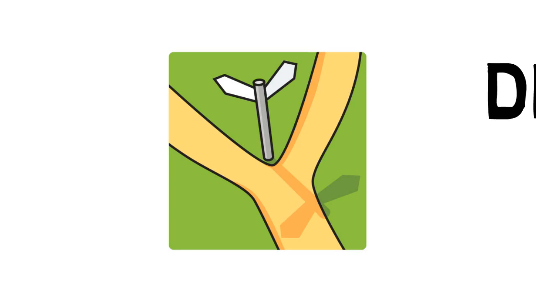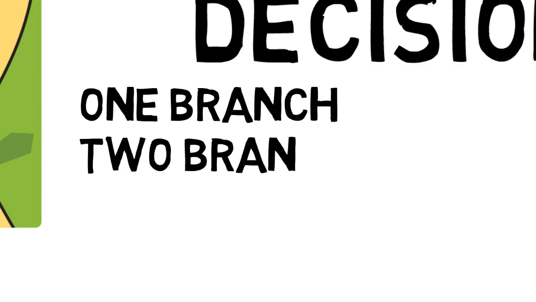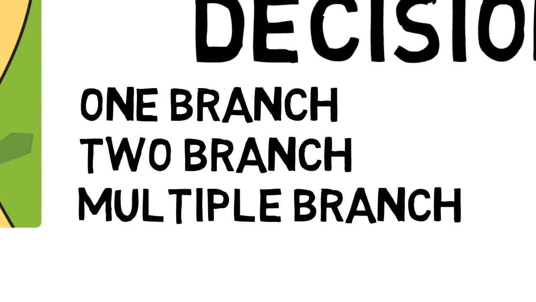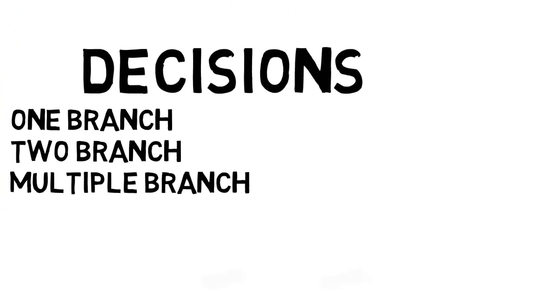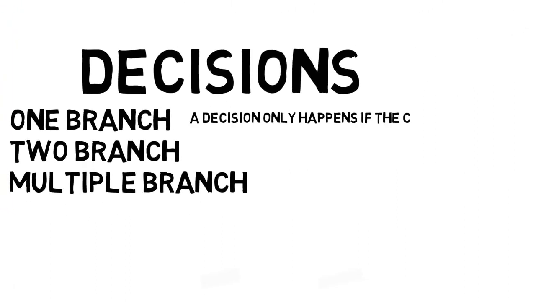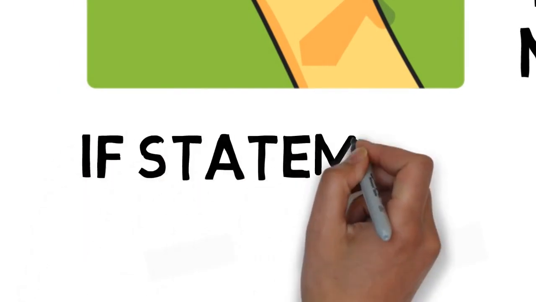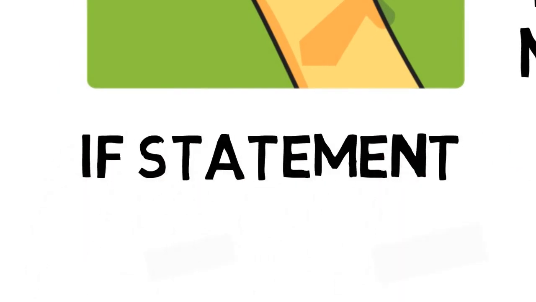Depending on how many paths of decisions there are, we call this a one branch, two branch, or a multiple branch command. A one branch command is simply a decision that happens if the condition is true. If it's not true, then it just skips that part of the code. To figure out if we go down that branch, we use a decision command of if, and then ask it a conditional statement that can return a Boolean expression, either true or false.